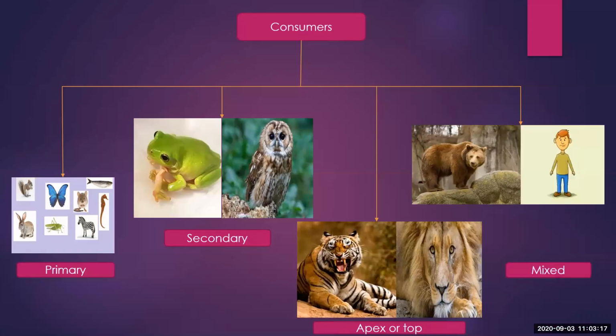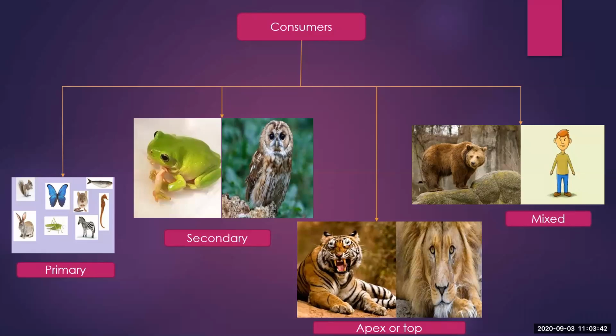Then fourth is mixed consumer. Mixed consumers are those who feed on both plants and animals. Examples of it are human being and bear. Those that feed on both are like omnivores. We are omnivores. So which are the four consumers?